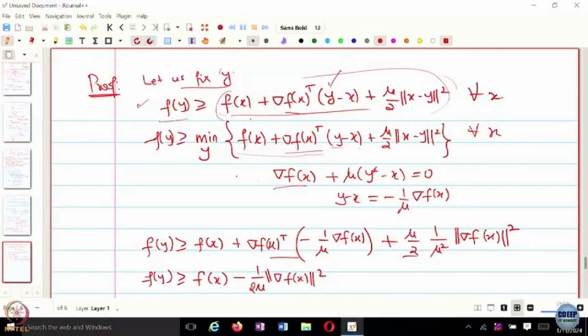Okay, so I'm still keeping the left hand side fixed, but I'm trying to choose another value of y so that it becomes even smaller. So in some sense, this y belongs to a feasible set, and if you search over a larger set, you can find a better minimum, right? And that is what we are trying to do. Any other questions on this?